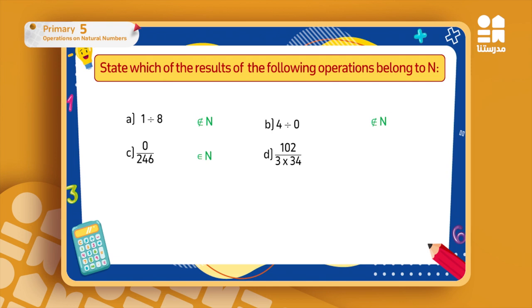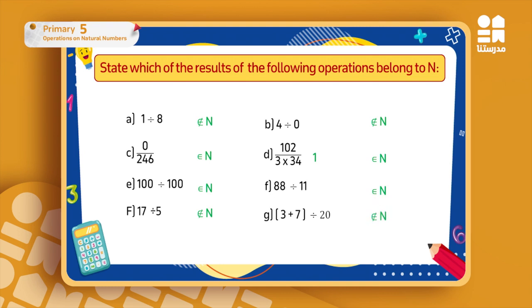Letter D, 102 over 3 times 34, which is also 102, so 102 divided by 102 is 1, so 1 belongs to N. Now, 100 divided by 100 is also 1, so it belongs to N as well. Letter F, 88 divided by 11 is 8, so it's a whole number, so it belongs to N. Now 17 divided by 5, it's not in table 5, so I will get a decimal number, so it does not belong to N. And the last one here, 3 plus 7 is 10, 10 divided by 20 is half, so it does not belong to N either.